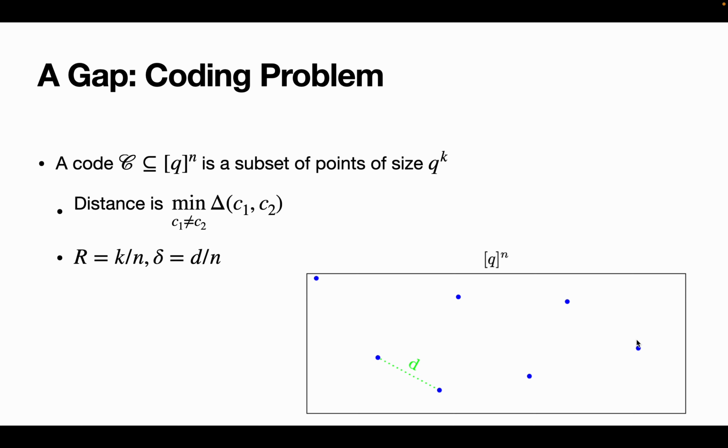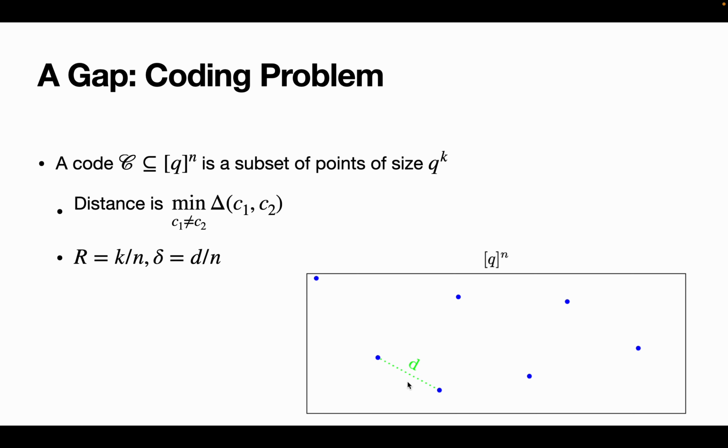One of the most important properties of a code is its distance. The distance of a code is defined as the minimum Hamming distance between any two code words in the code. Here, these code words, blue points, connected by this green line, are the closest together, and therefore the distance d is the distance between these code words.